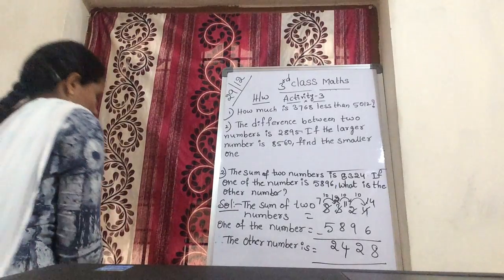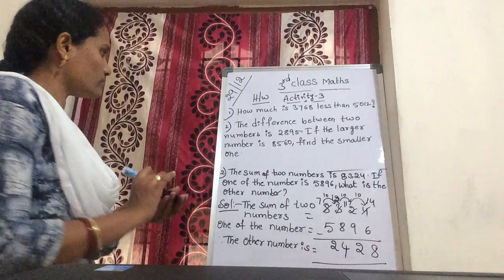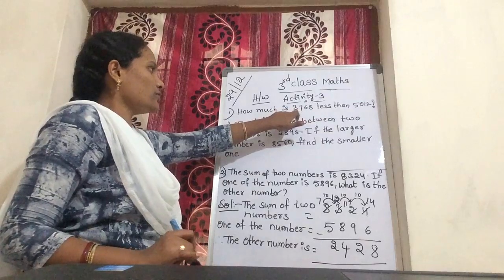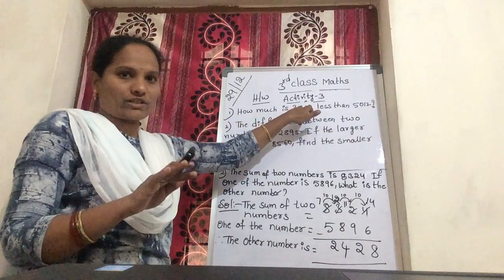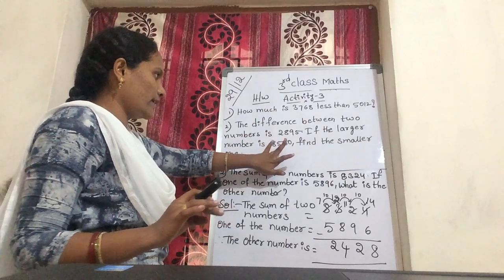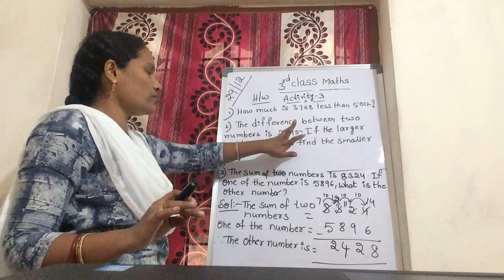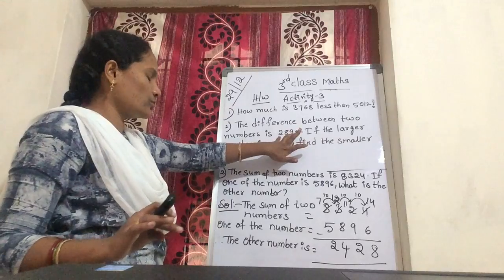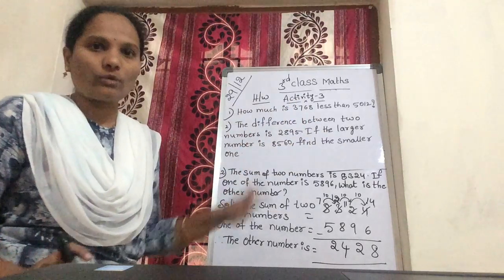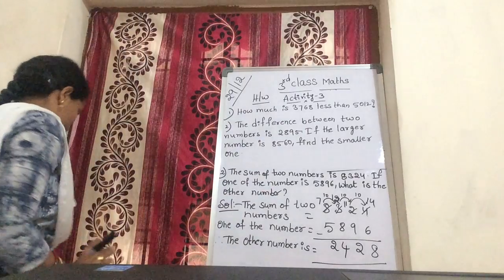Same simple, Amma. You are doing subtraction in both problems. Subtract 3768 from 5012. Now in the second one also, subtract 2895 from 8560. Both are subtraction problems. You will do those problems and post it. Okay.